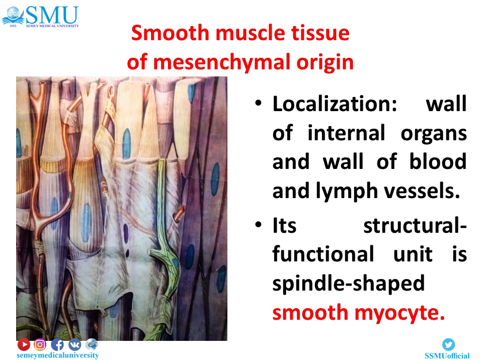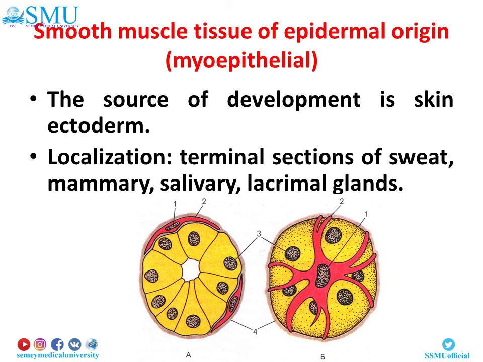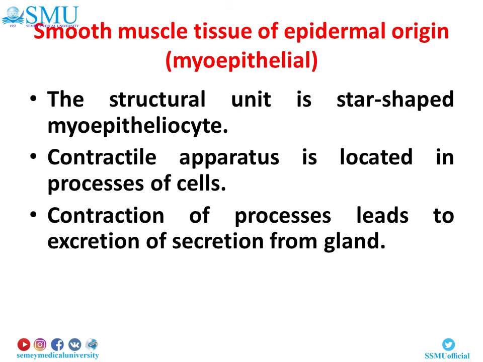Smooth muscle tissue of epidermal origin. The source of development is skin ectoderm. Localization: terminal sections of sweat, mammary, salivary, lacrimal glands. The structural unit is star-shaped myoepithelial cell. Contractile apparatus is located in processes of the cells. Contraction of processes leads to excretion of secretion from the gland.